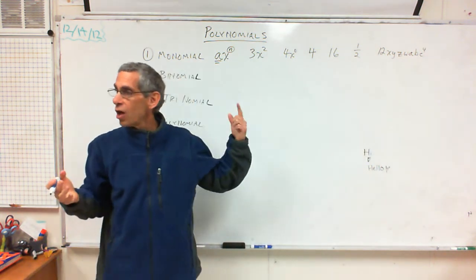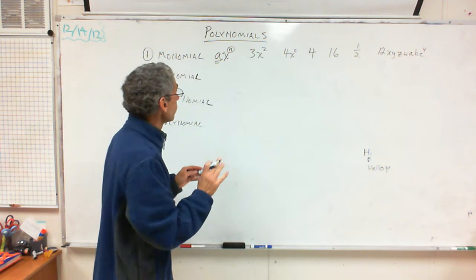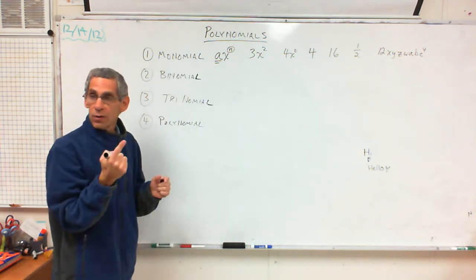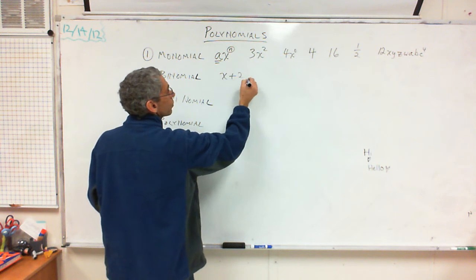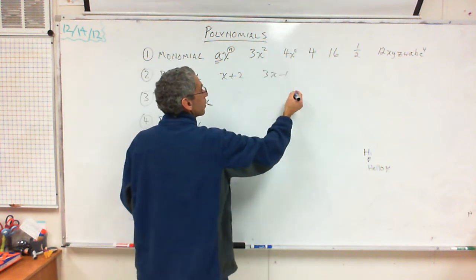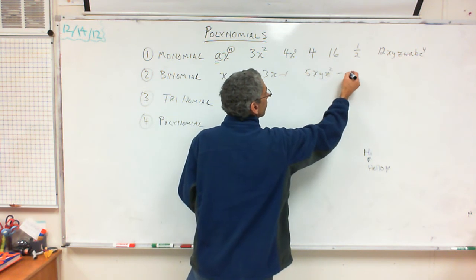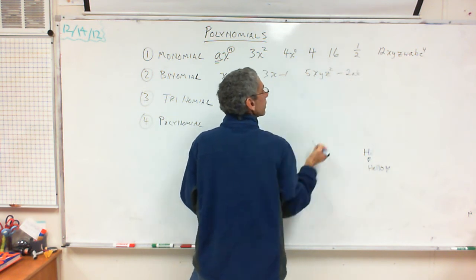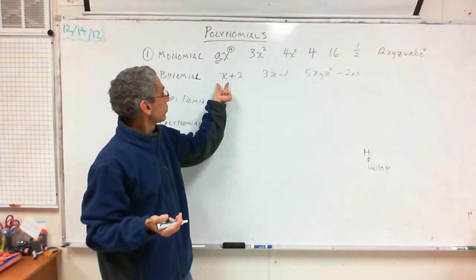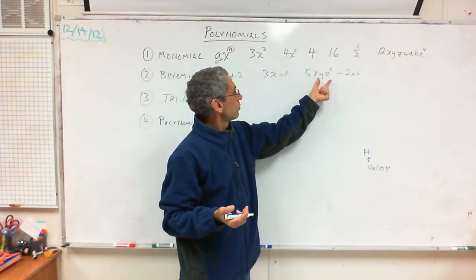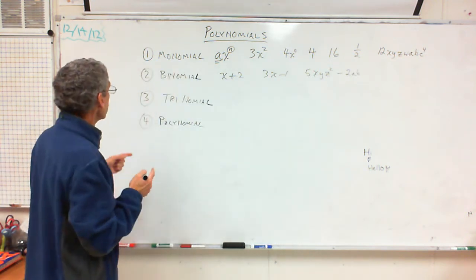It could be anything, as long as there's no plus sign or minus sign in there, right? As soon as I put a plus sign in there, or a minus sign, it becomes a binomial. So it'd be like this: x plus 2, or 3x minus 1, or 5xyz squared minus 2ab, right? Binomials. There are two terms. One term, two terms. Or two monomials. Terms and monomials are basically the same thing.